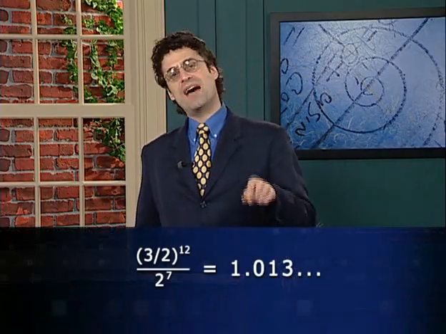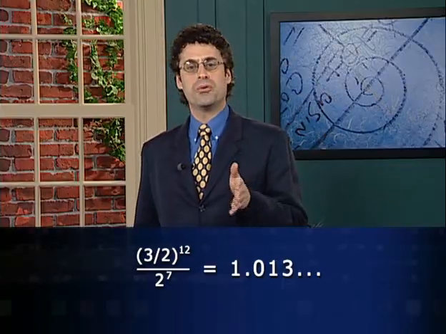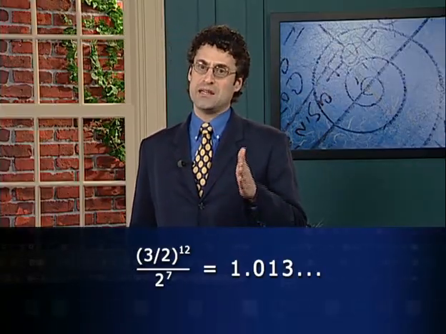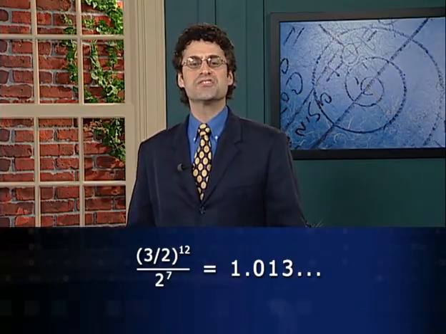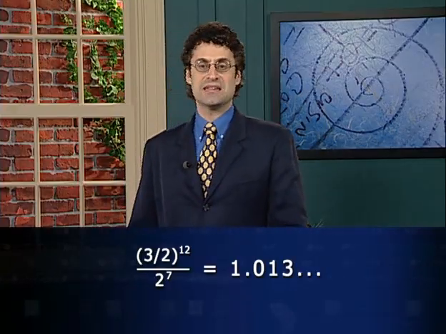Well, the reality that (3/2)^12 divided by 2^7 equals 1.013 something rather than exactly 1 is one of the reasons why tuning musical instruments, such as pianos, is so daunting and difficult. Well, the next time that you are at a concert and you're hearing the notes wash over you, remember that there are continued fractions and more generally number theory lurking behind the scenes.